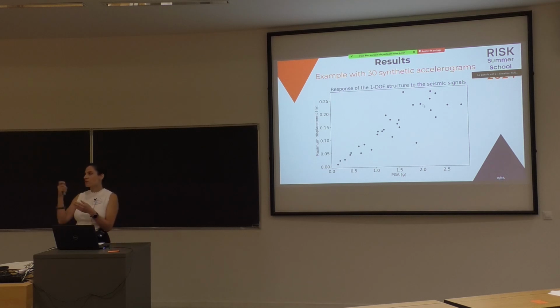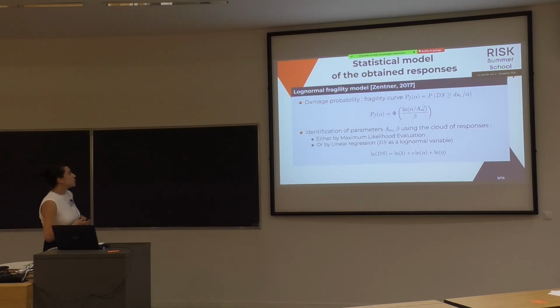So I could just draw the curve from the signals, but if I want to compute the risk, I need an equation to model the fragility curve. So then we use a statistical model of the obtained responses to be able to compute the probability. For this kind of damage indicator, the lognormal fragility model works well. So that's what I chose here.